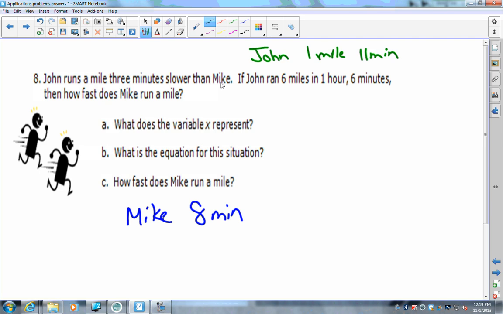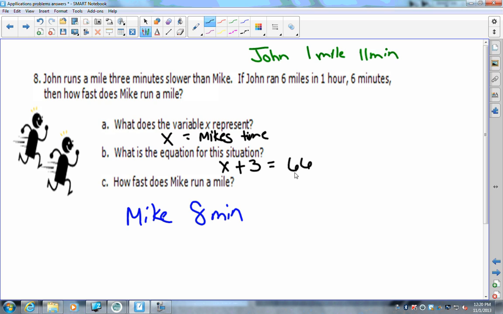Wait a minute, I got it. Do we know how fast Mike runs? Yeah, he runs an 8-minute mile. Well, did we originally? No. So X has got to be Mike's time. So now my equation. Whatever Mike runs, John runs it 3 minutes slower. So you take what Mike runs and, oh, this is what we did yesterday. We did a whole lot of this yesterday, but we got to add 3 to it. And John runs 66. His is 66 minutes.